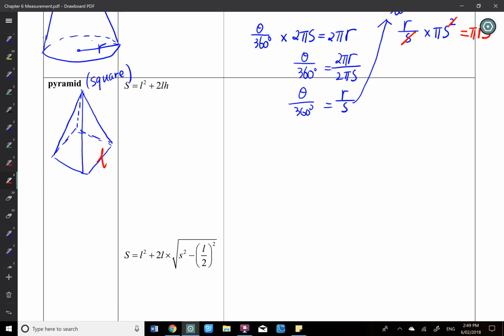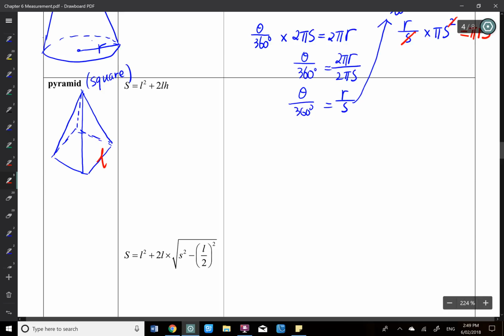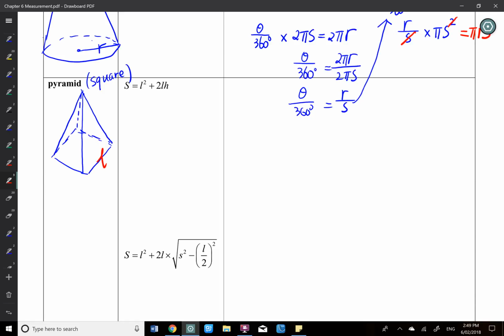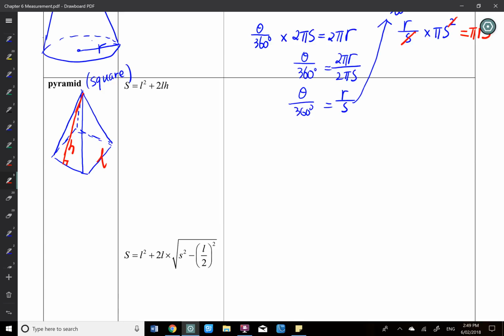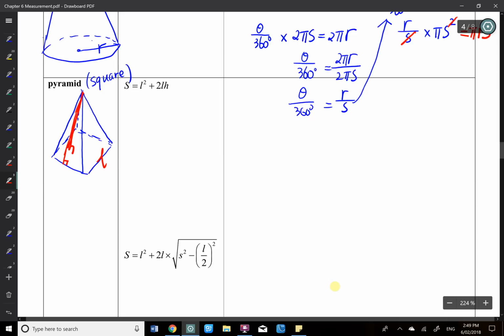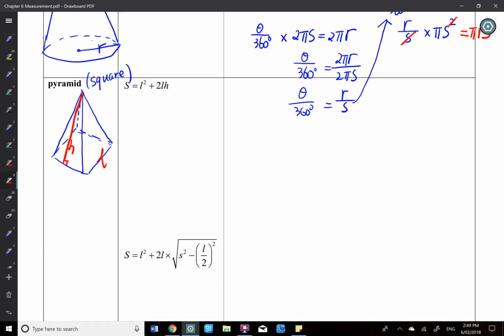And the H. Well, if you have a square and it's a straight pyramid, the four triangles must be the same. Can you imagine that? The four triangles must be identical. So the H we're talking about is the height of the triangle. So giving you the height of the triangle and the length of the square, give you those two pieces of information and ask you to find the surface area. That's the first one. The second one.